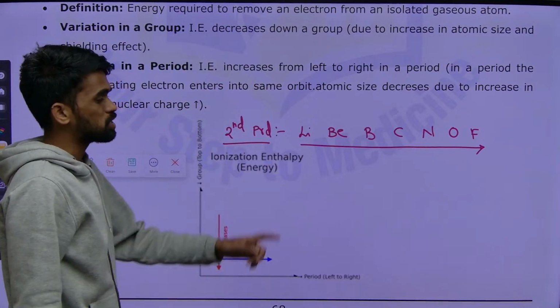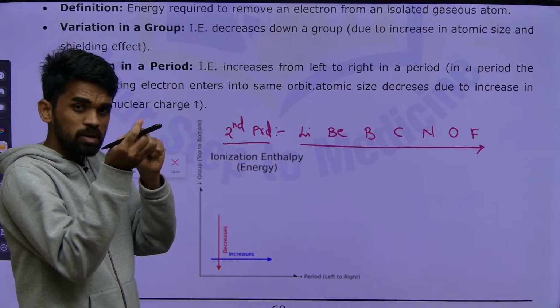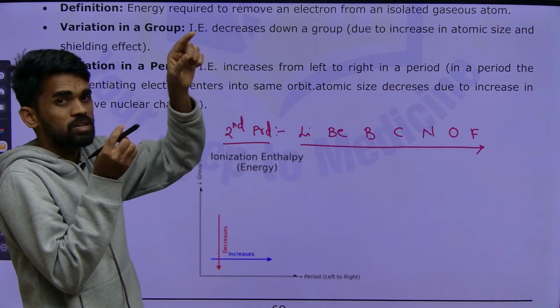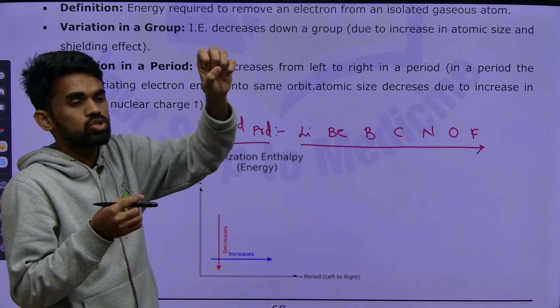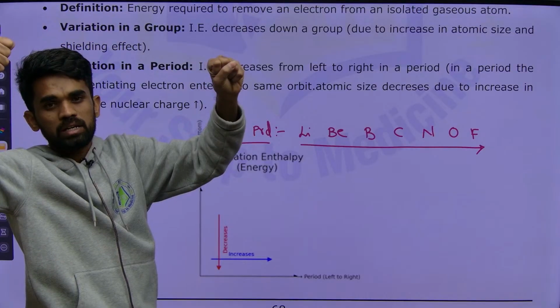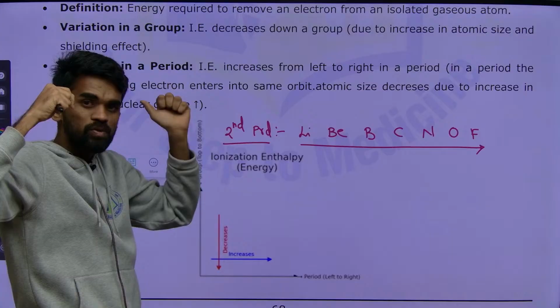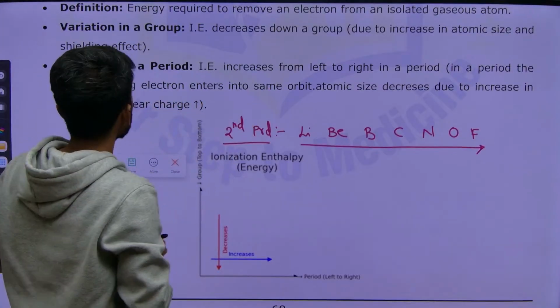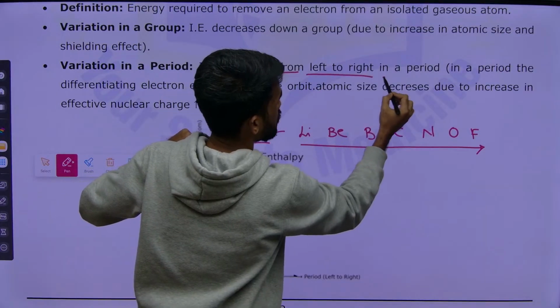The smallest size is for fluorine. If size is smaller, the nuclear force on the valence electron is more, meaning the valence electron is strongly bound to the nucleus. If it is strongly bound, removal of that electron is very difficult. That's why ionization energy increases as we move from left to right in a period.